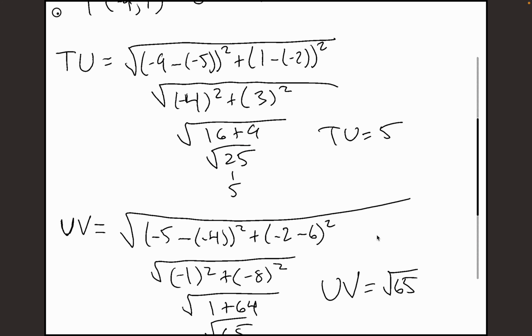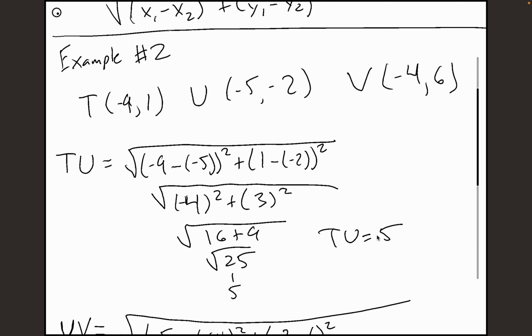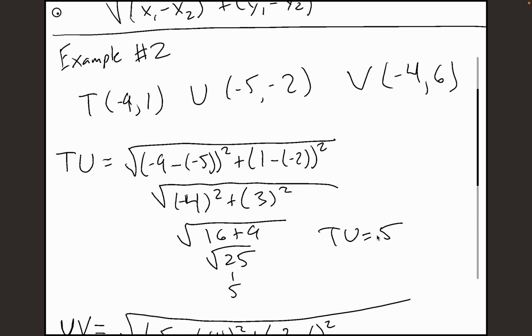Alright, once we did this, is it isosceles or scalene? Scalene, because what makes it scalene? 3 unequal sides. Okay, so perfect. So on this one, who could tell me what they got for side TU? Just 5, not square root 5. You should get just 5, because the square root of 25 is 5. Okay? So you should get just 5.